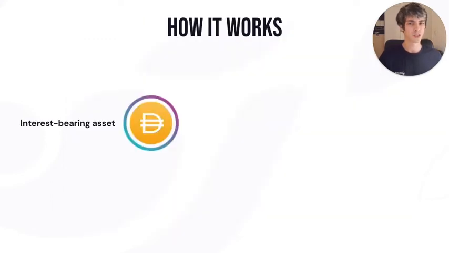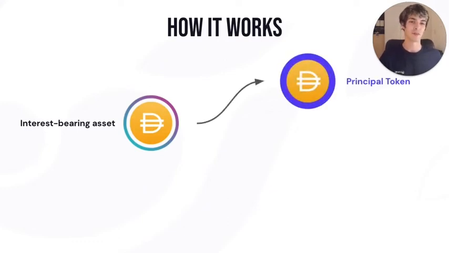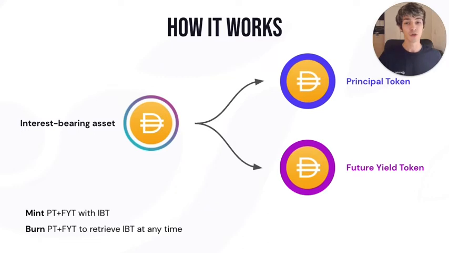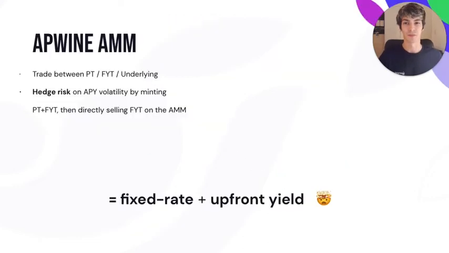It all starts from the base interest-bearing asset. Using APWine, you can deposit your IBT to split it into principal tokens, which represent your proof of deposit on the platform, and future yield tokens, which give you the right to claim the generated yield at the end of the period. You can burn the PT and FYT to retrieve the initial asset back at any time.